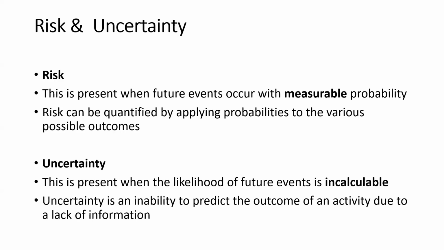Uncertainty is an inability to predict the outcome of an activity due to lack of information. This is due to lack of information. We don't have full information to predict the future.